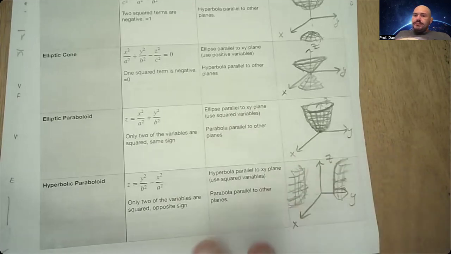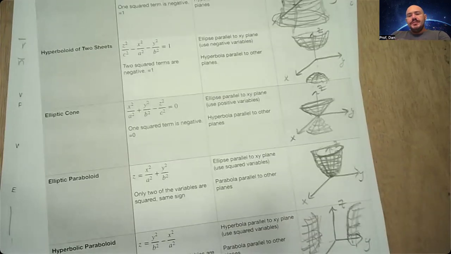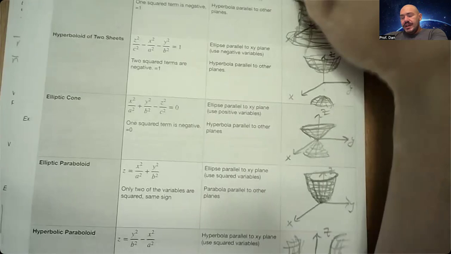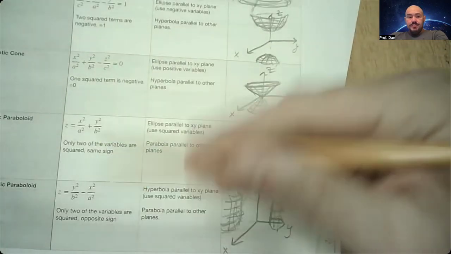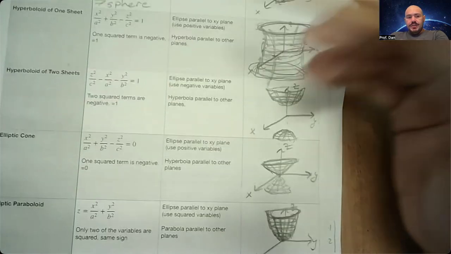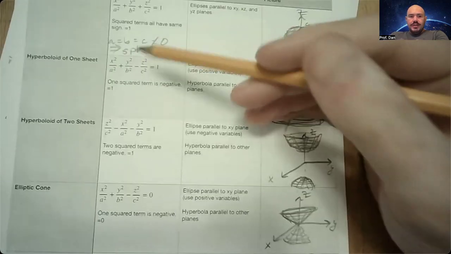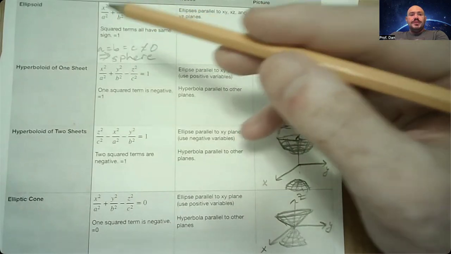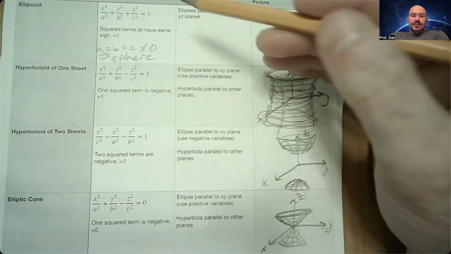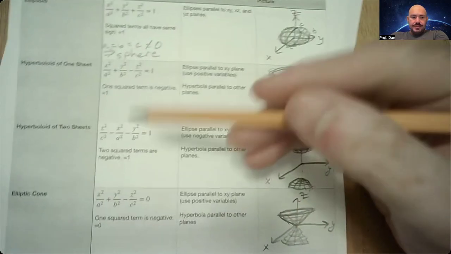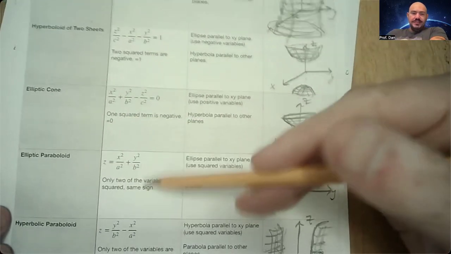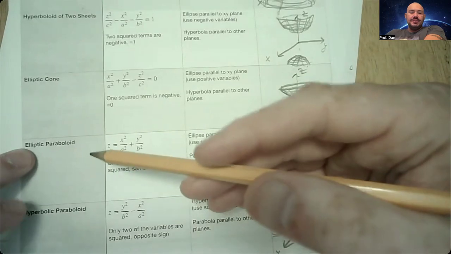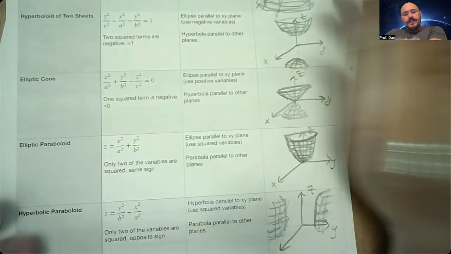All right, so with these quadric surfaces, the key thing is to look at how many squared terms you have. If it's only two, paraboloid. Else, look further at the squared terms. Are they all the same sign? If they are, ellipsoid. If they're not, then it could be a hyperboloid or a cone. Or if you've already determined paraboloid, that tells you whether it's elliptic or hyperbolic.